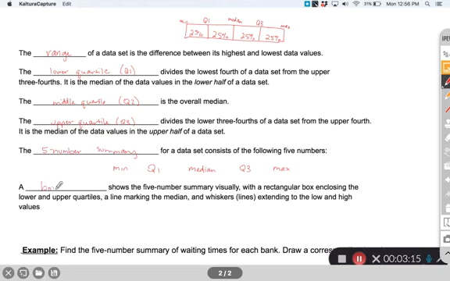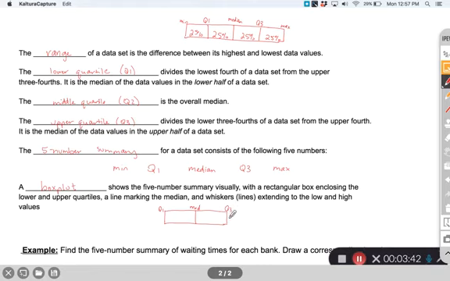And then to graph this, we're going to put a box plot, which shows the 5-number summary visually with a rectangular box enclosing the lower and upper quartiles. So we'll have a box similar to kind of what I drew up here. So we'll have a box like this. We'll have a line going down the middle for the median. This end is my Q1. This end is my Q3.